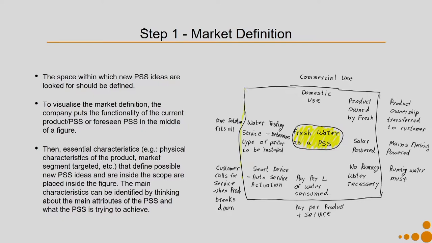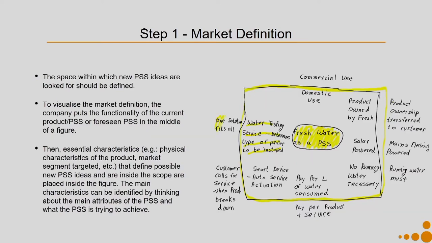So here you can see there is a boundary that I have. Inside that boundary I will put my product characteristics, my service characteristics, and the market segment that I am going to target, all these different aspects which define what my market definition for that PSS is. It's also very important that when you want to say my product is this and not that, outside the boundary I put things that my product is not.